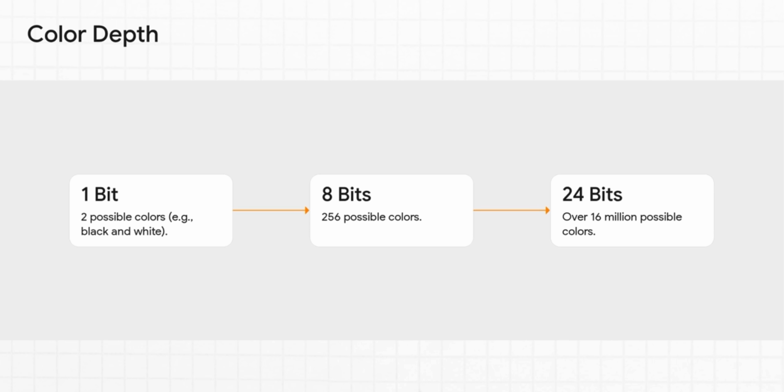If you only use 1 bit for each pixel, you can only have 2 colors, like black and white. But if you use 8 bits, suddenly you can have 256 different colors. And most modern computers use 24 bits for every pixel, which gives us, wait for it, 16.7 million possible colors for each and every one of those tiny dots.